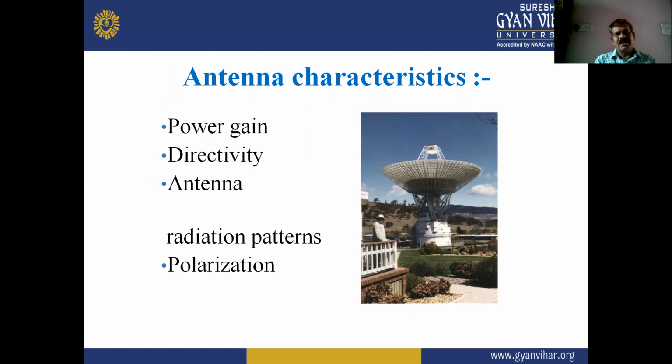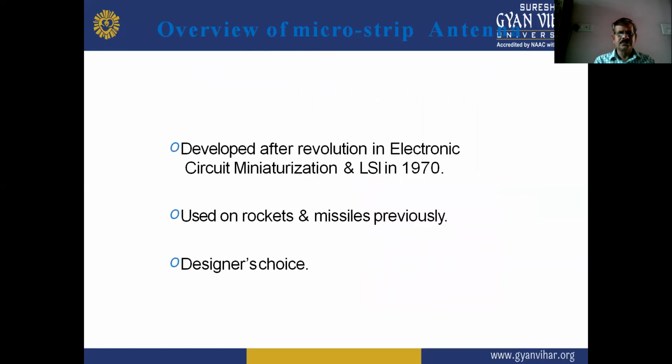What are the antenna characteristics? There are some characteristics of antenna here: first, power gain, directivity, antenna radiation pattern, and polarization. So these are the characteristics of antenna. The microstrip antenna was developed after the revolution in electronic circuit miniaturization and LSI in 1970, and was used on rockets and missiles, previously the designer's choice.